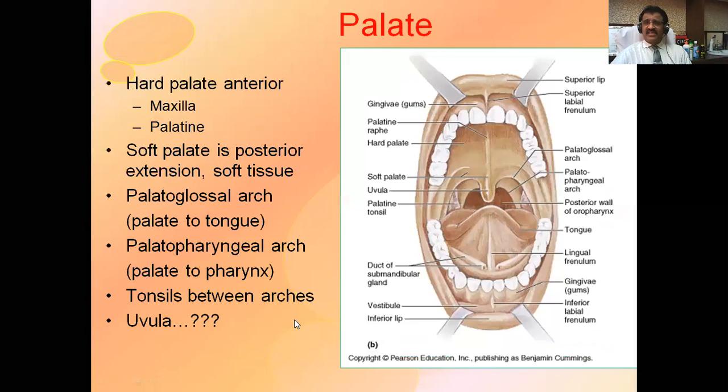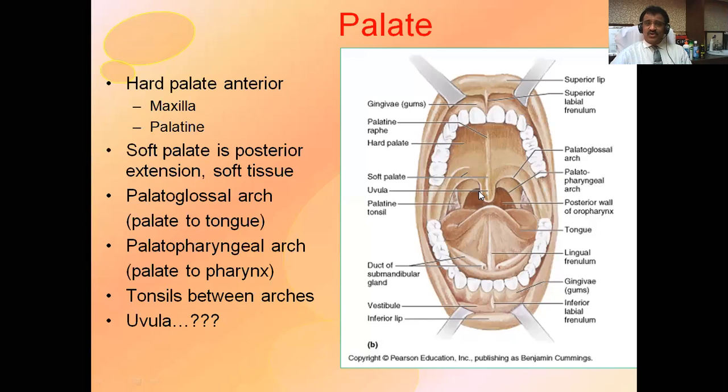Now, the hard palate we have already seen. It is made up of the maxilla, what we call the palatine process of the maxilla, one on each side, so maxillae, plus separate palatine bones. The soft palate is the posterior extension of the hard palate. You can see it is soft, that is why it's called soft tissue.